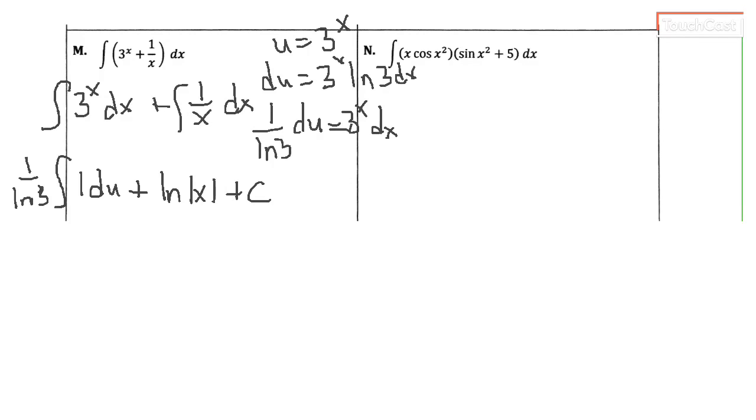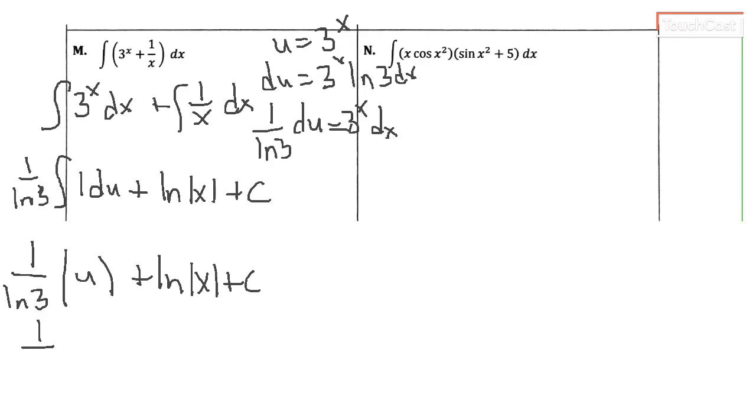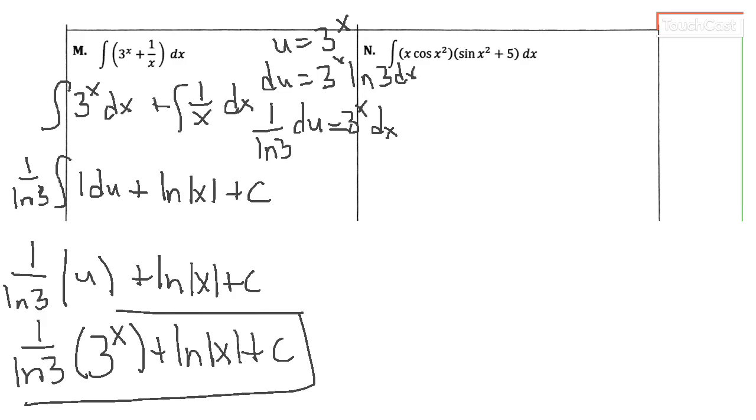When we're taking the integral of that first part, we're going to have 1 over the natural log of 3 times, well, the integral of 1 is just going to give us u, plus the natural log of x plus c. We're going to just replace u now with 3 to the x. So we're going to have 1 over the natural log of 3 times 3 to the x plus the natural log of x plus c, and we're done. There's nothing else to integrate.